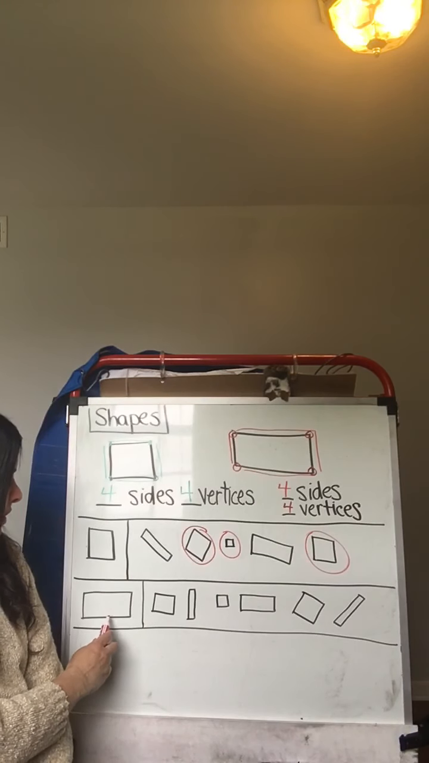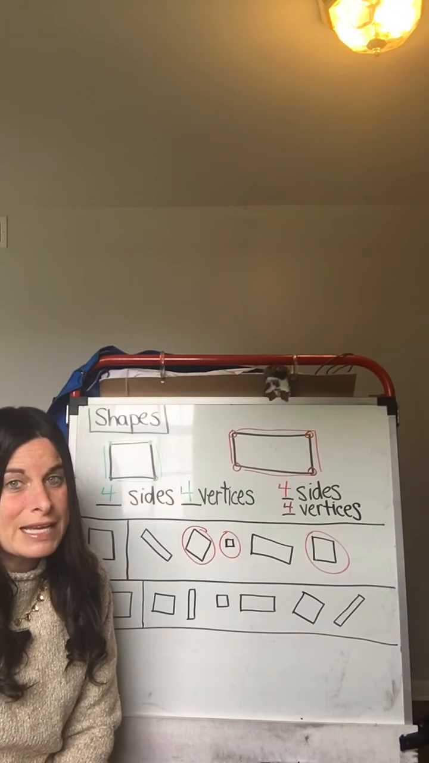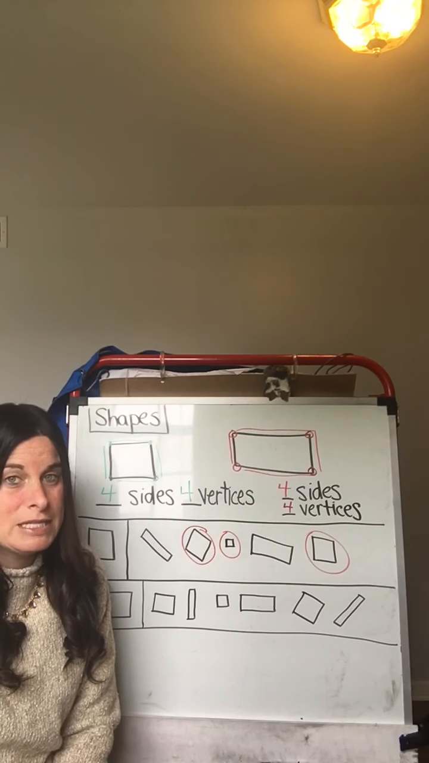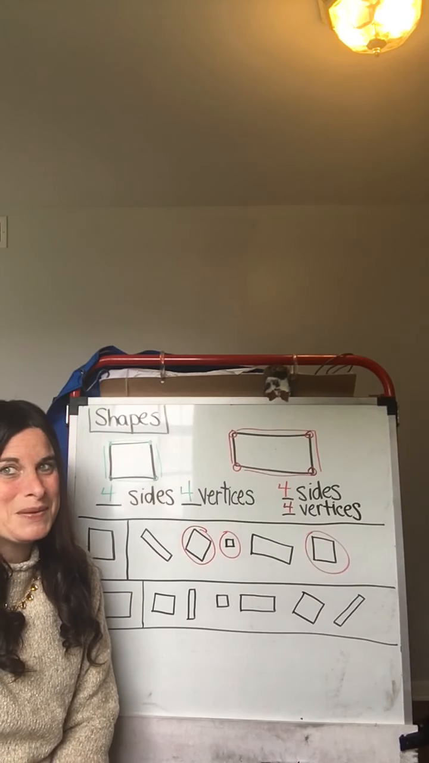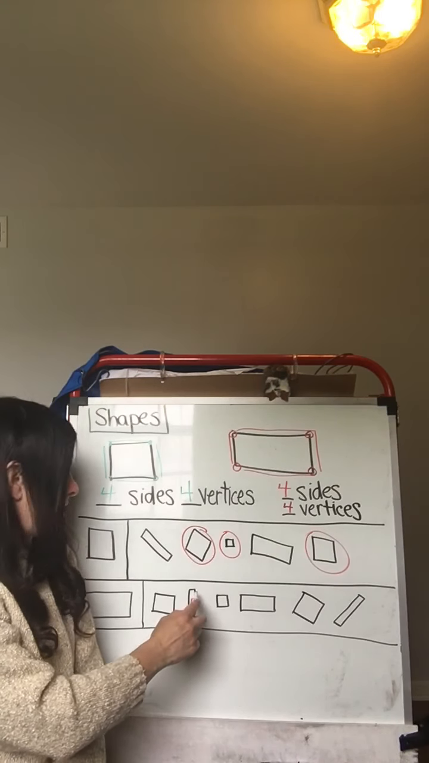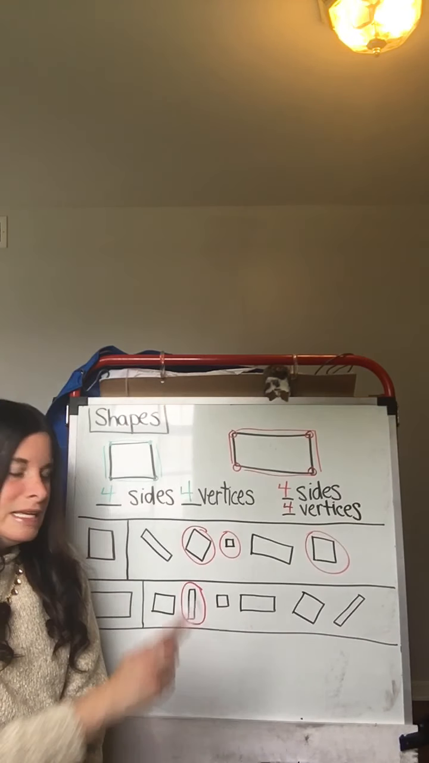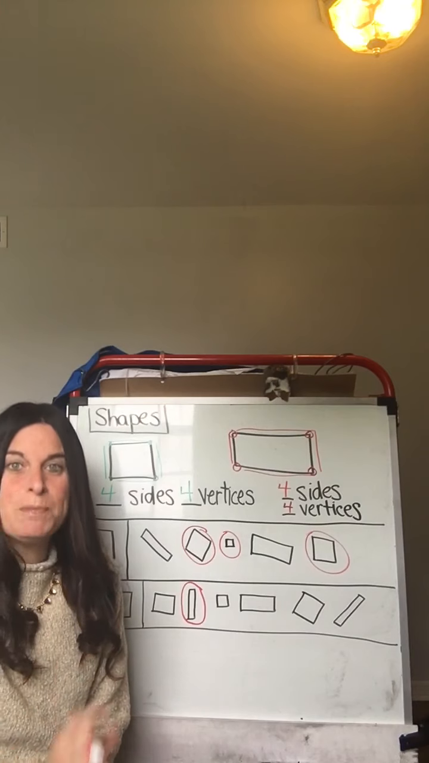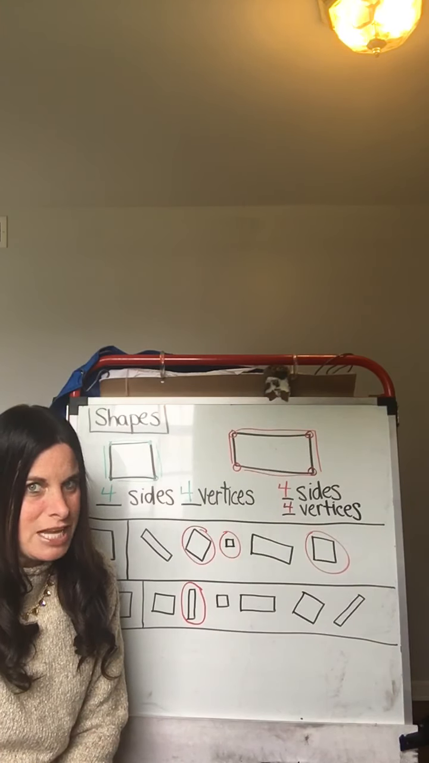Let's look at my next one over here. Here is my rectangle. Let's find all the rectangles in the row. I'm gonna circle them. How about this one? Nope, that's a square. Oh, there's a rectangle. It's standing straight up, right? Even though if they change position, right, if they turn, they can still be that shape.